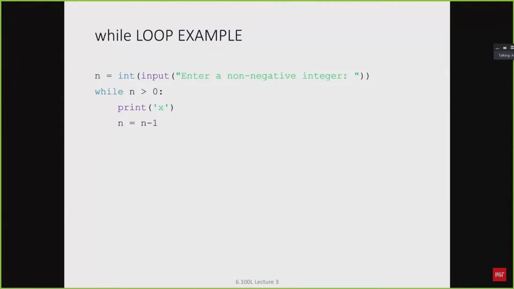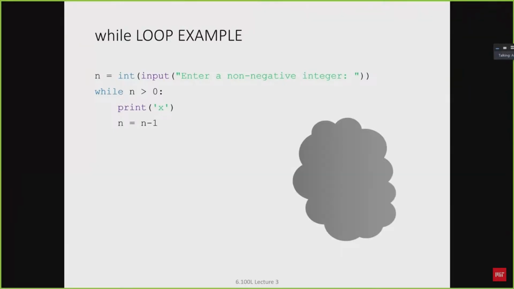Okay, so another use of while loops is with numbers. Let's look at this example. I'm going to ask the user for an integer, and then I'm going to do something really simple. I'm going to print x to the screen however many times the user told me. So if the user gives me 4, I'm going to print x 4 times to the screen.